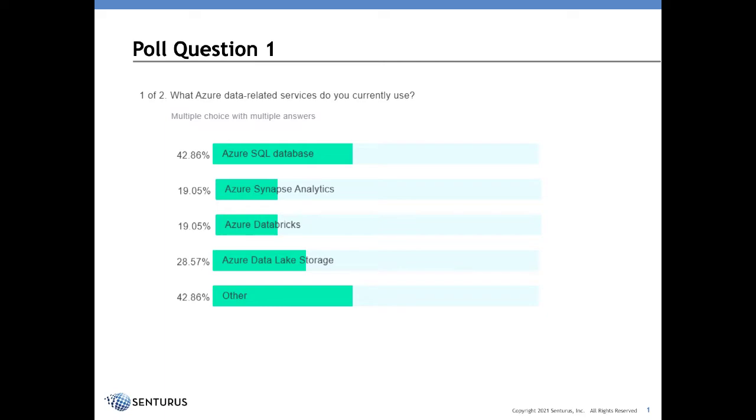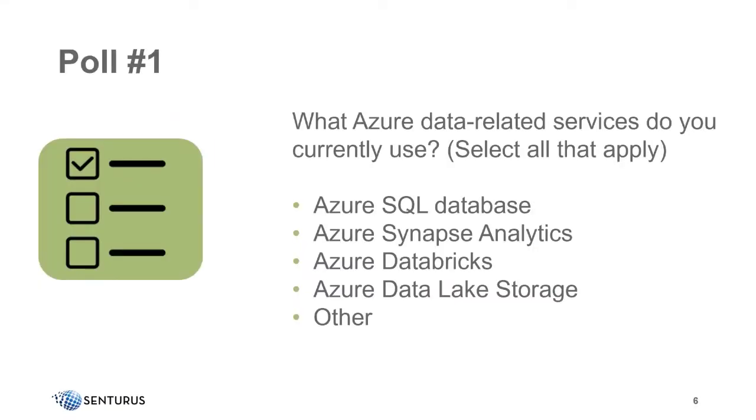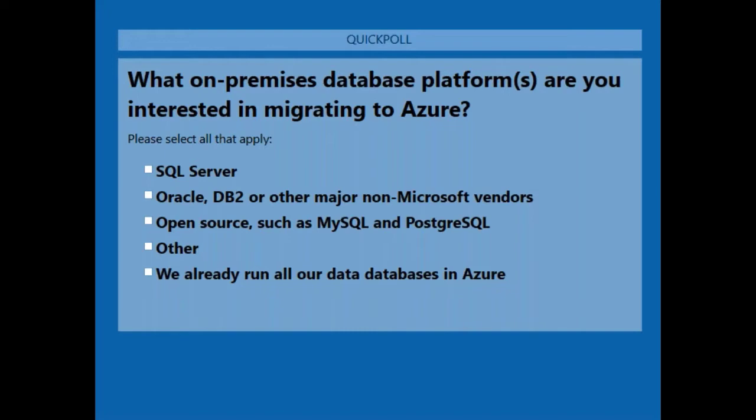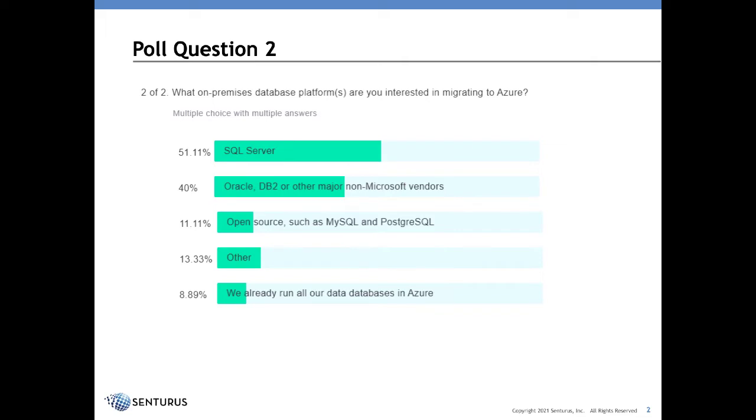We have one more poll: what on-premise database platforms are you interested in migrating to Azure? Please select all that apply. SQL Server, Oracle, DB2, other non-major Microsoft vendors, open sources such as MySQL, PostgreSQL, something else, or you already have everything in Azure. It looks like, again, SQL Server is a big one here, followed by Oracle, DB2, something else, and then open source, other. And surprisingly, 9% of you have already got all your stuff in Azure, which is great.